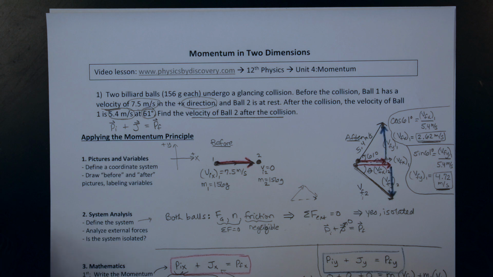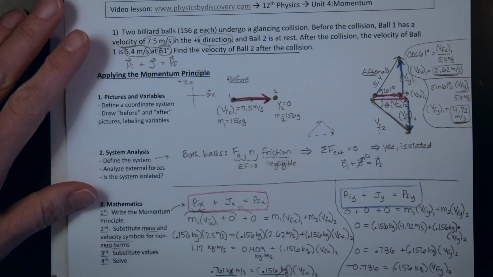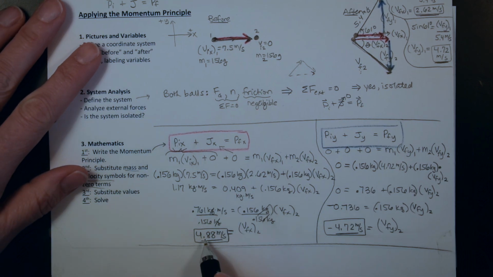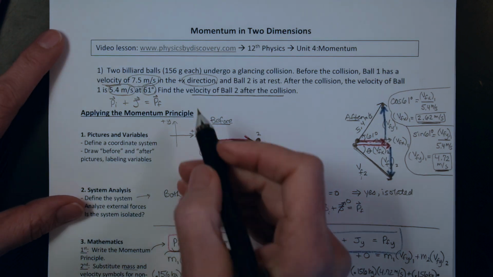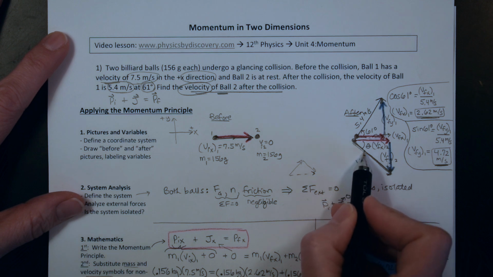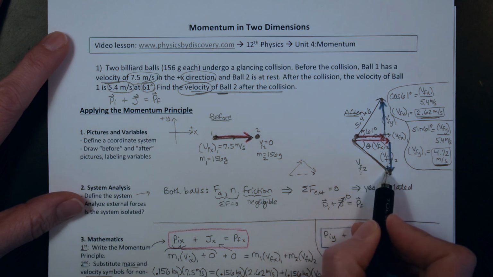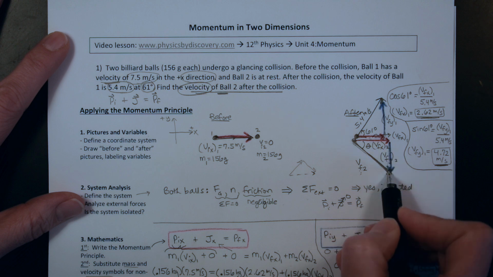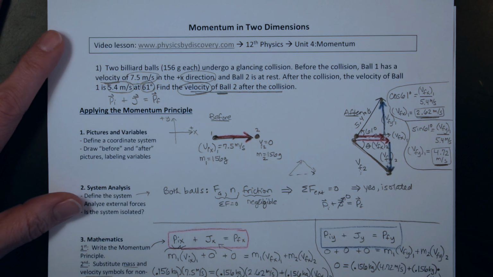So where are we in solving the problem? We have found the horizontal component of the final velocity of ball 2, and we have found the vertical component of the final velocity of ball 2. But what we're asked for in the problem is to find the velocity of ball 2. So what we need is this hypotenuse vector. We found these components. We need to put them together now to find that final velocity.